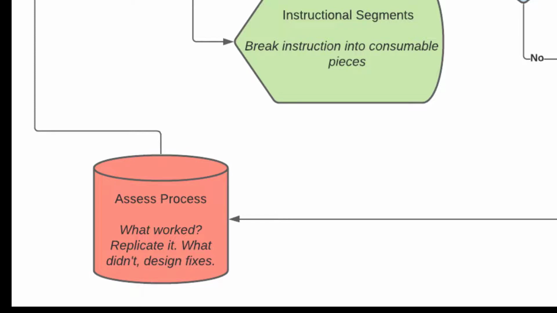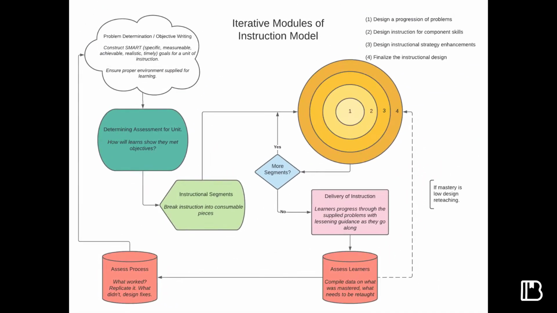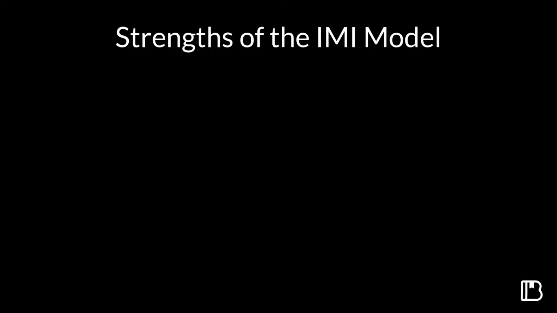Replicate the things that worked well, but spend time reviewing each component of the model. Was the assessment fair and accurate? Were there unexpected hurdles in the environment? Fix these to the best of your ability and move forward with the next iteration of the model.